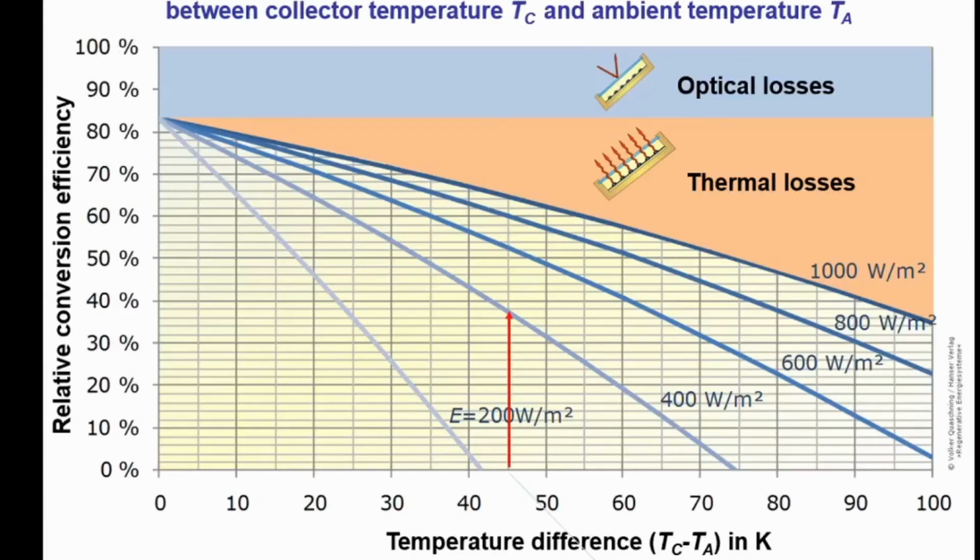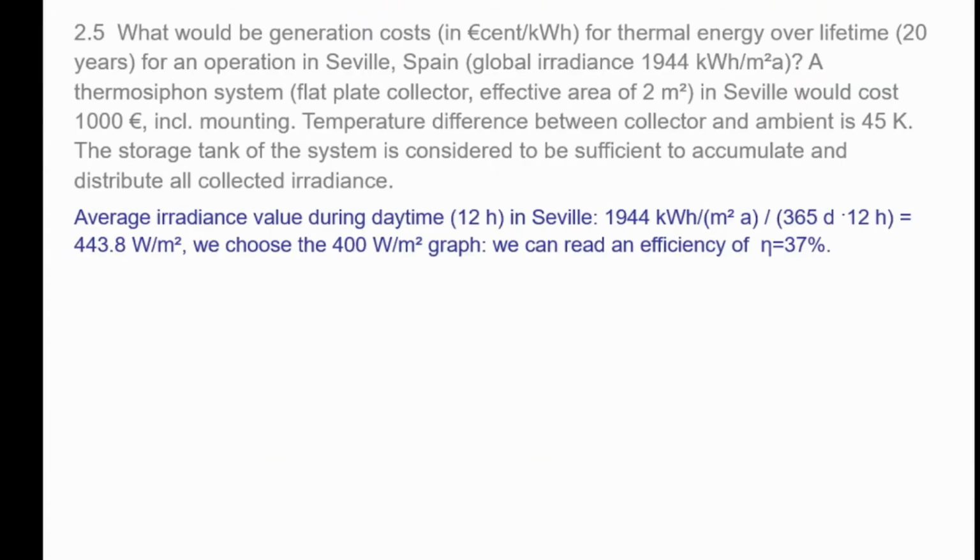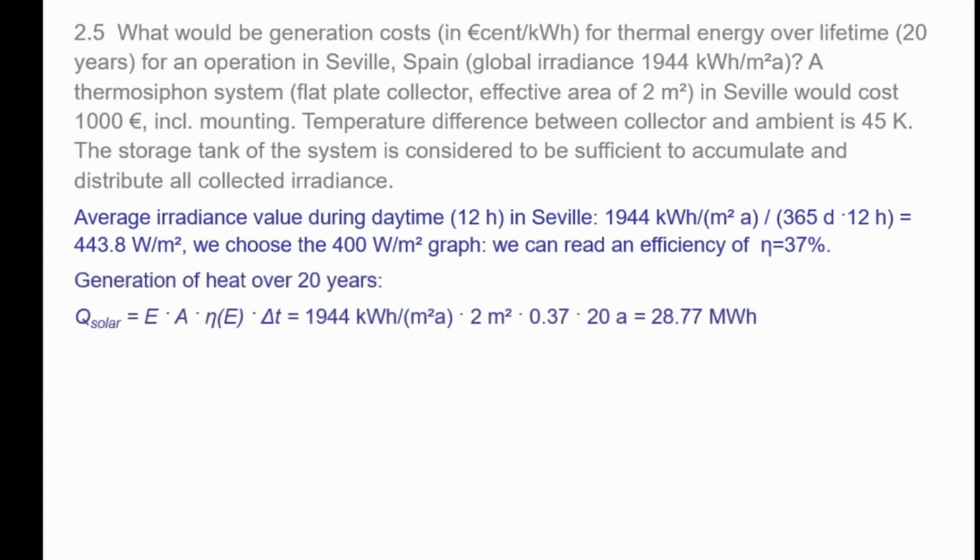So here the temperature difference at 200 watt per square meter, and then we have the conversion efficiency here at 37%, and we have the generation over 20 years. That means we have this irradiance value for the whole year times 2 square meter times the average conversion efficiency multiplied by 20 years. So we have a generation of about 28.77 megawatt hours. In general, the calculation is very rough. If you want to do a really precise calculation, you should use simulation programs such as TSOL.